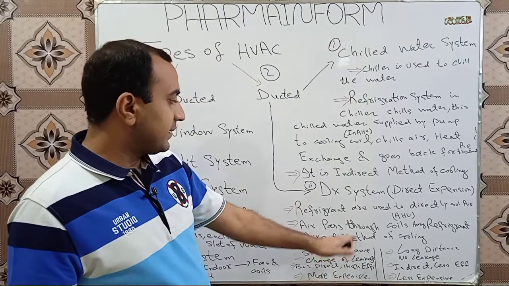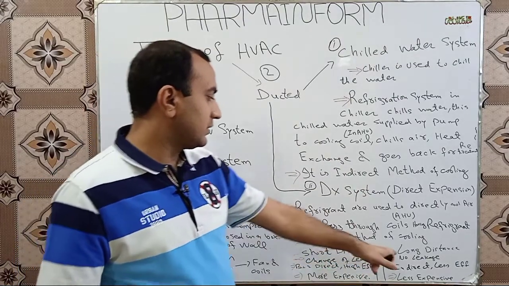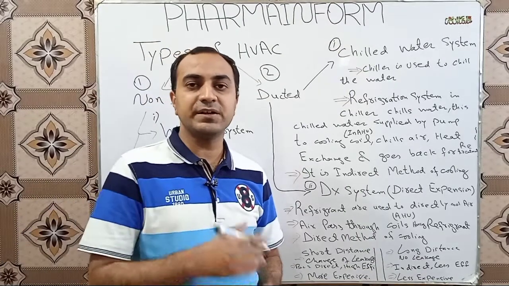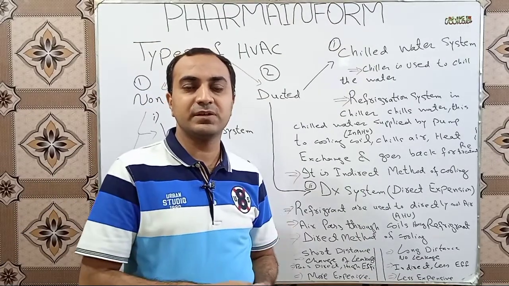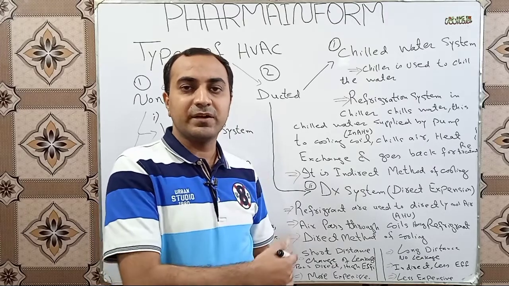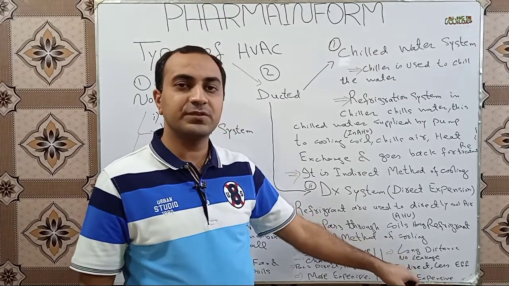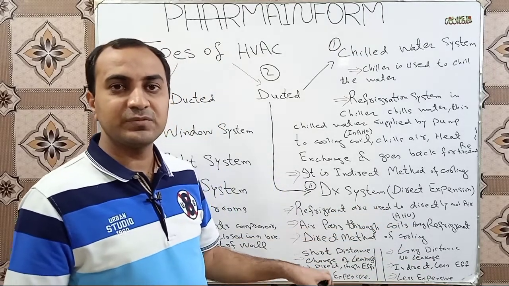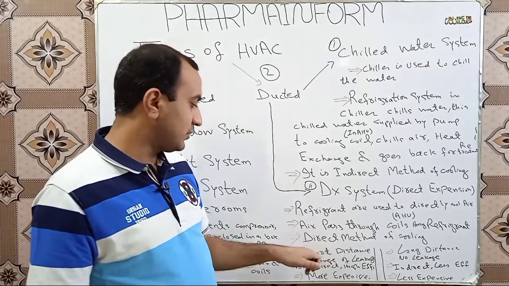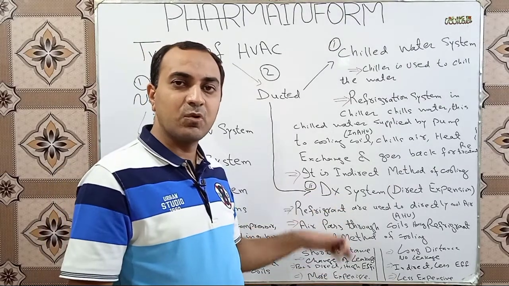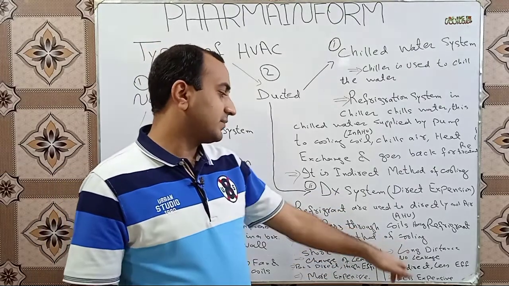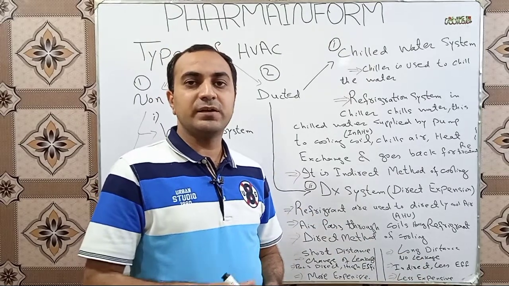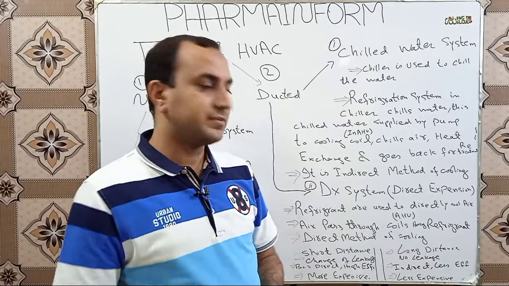Now we will compare chilled water system and DX system. Basically DX system, as we discussed previously, is a direct method of cooling. Chilled water system is an indirect method of cooling. As DX type of system is a direct method of cooling, its efficiency is higher as compared to the chilled water system, which due to the indirect method has lower efficiency.